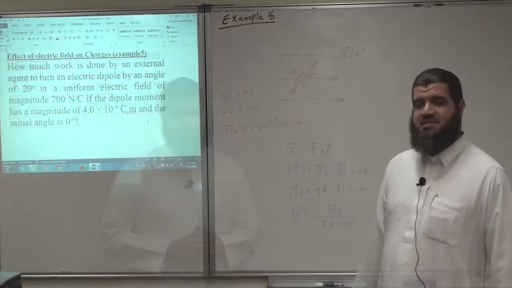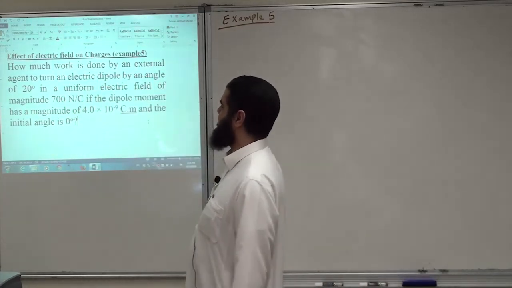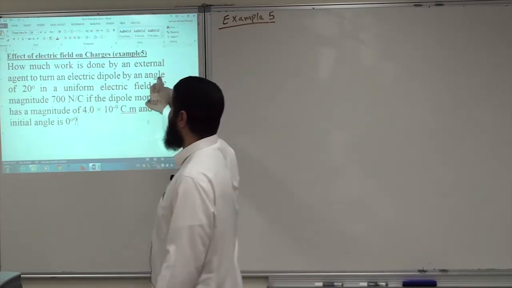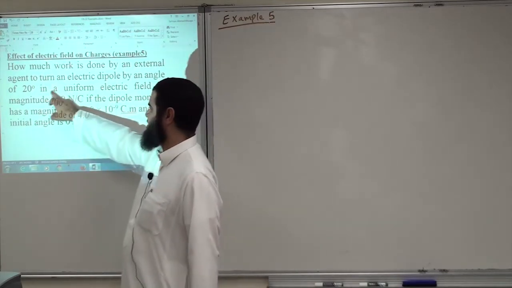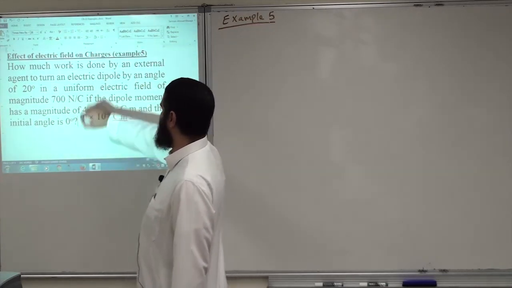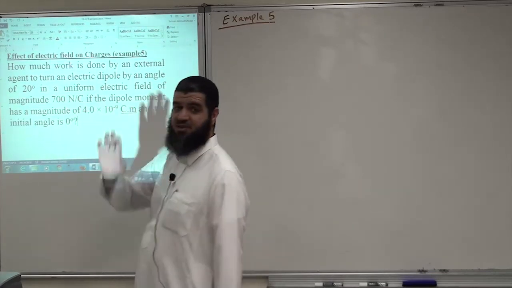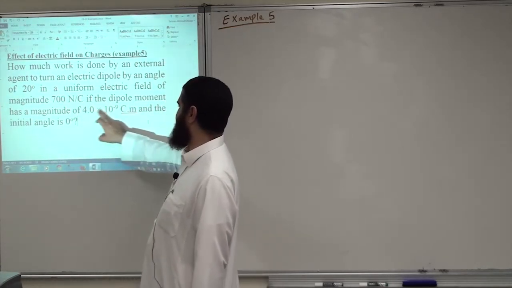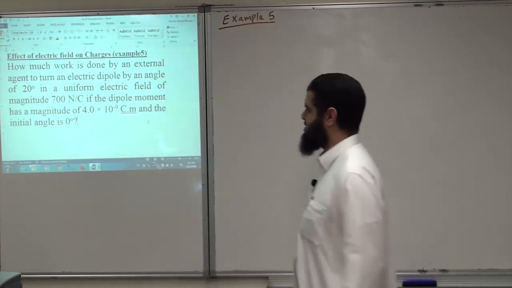Thank you. This is another example related to the effect of an electric field on an electric dipole. How much work is done by an external agent to turn an electric dipole by an angle of 20 degrees in a uniform electric field of magnitude 700 Newton per Coulomb? The dipole moment has a magnitude of 4 times 10 to the minus 9 Coulomb meter, so he gave you the product of Q and D, which is the dipole moment. And the initial angle was 0 degrees.